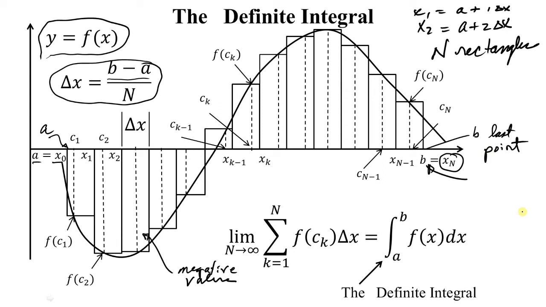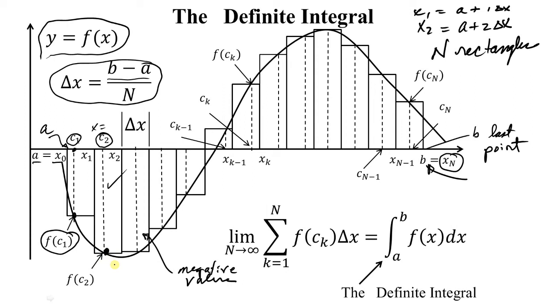And then we're going to pick points within each rectangle. C1 will be an x value that's within the first rectangle, and the height of the rectangle will be simply f at C1. The height of the second rectangle will be the value of the function at x equals C2, which you can get from the function f of x.